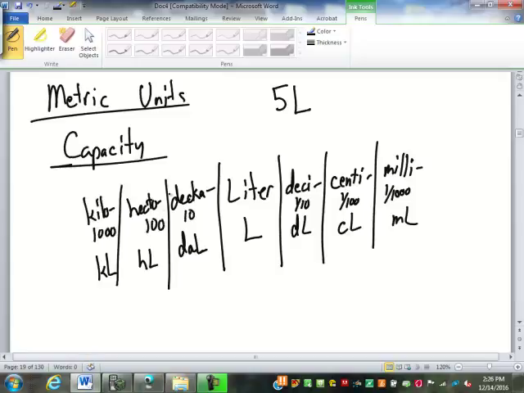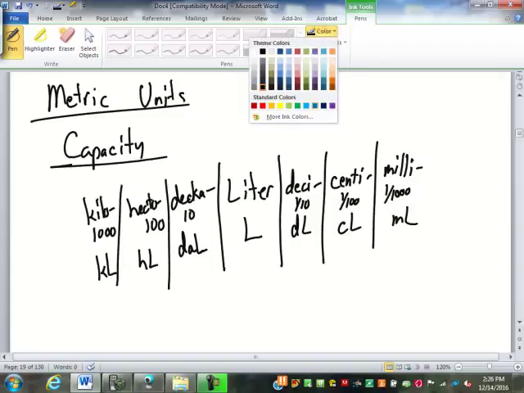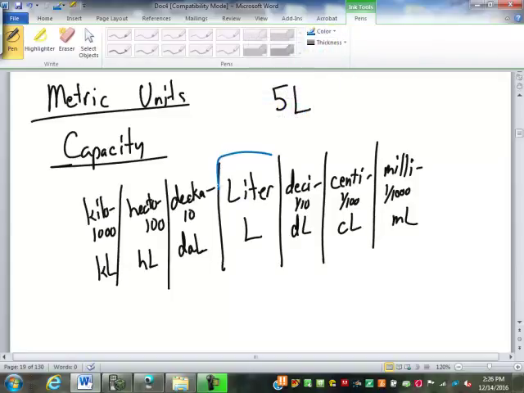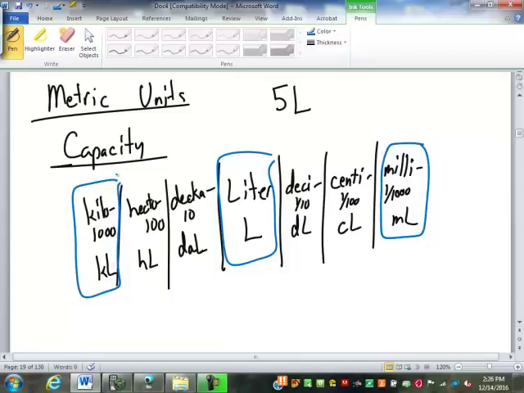Now, just like our other units, some of these intermediate units didn't catch on. We tend to use the main unit, we tend to use milli, and we tend to use kilo. In fact, we don't even use kiloliters very often. A kiloliter is like 270 some gallons, so it's kind of large. It's a lot of fluid. There are some applications. You see deciliters used some in the medical fields.